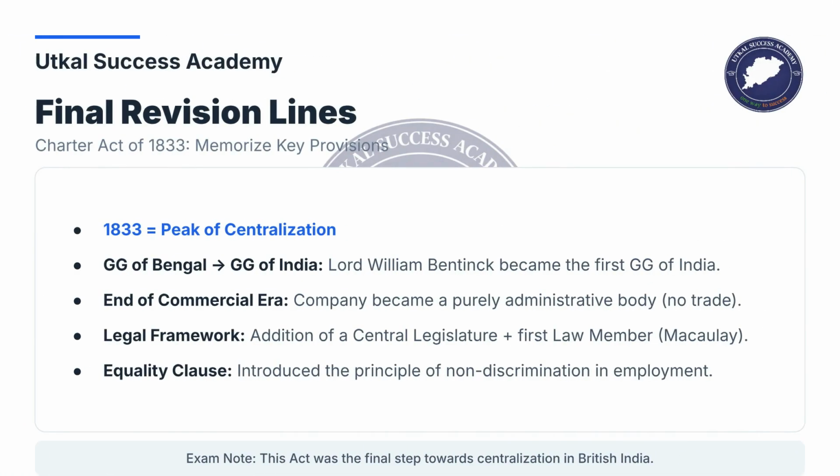For final revision on the 1833 Act, remember it was the peak of centralization. Key points include the Governor-General of India designation, the end of the company's commercial role, the addition of the first law member, and the introduction of the non-discrimination clause.